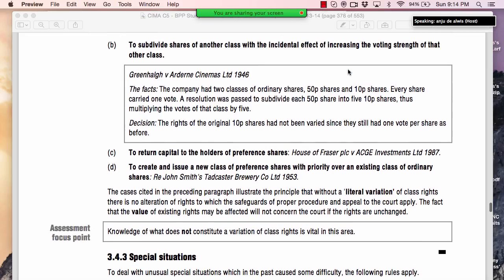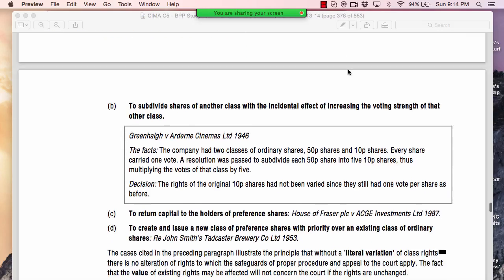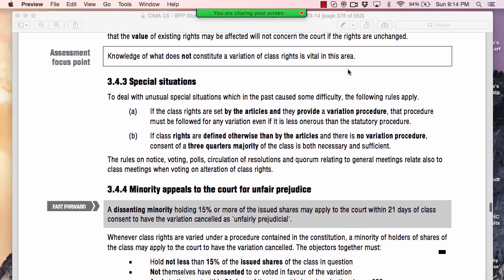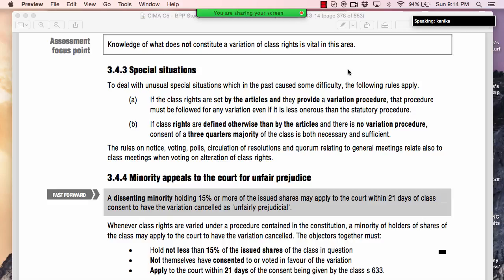So it's the same thing that they're emphasizing. And then we go into special situations. To deal with unusual special situations which in the past caused some difficulty, the following rules apply. If the class rights are set by the articles and they provide a variation procedure, the procedure must be followed for variation. So all it's saying is, if in the articles it is very clearly given what needs to be done when you're having a variation, you need to follow that, even if it is more difficult than the statutory procedure.